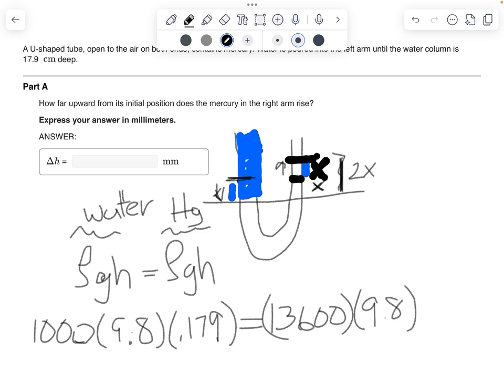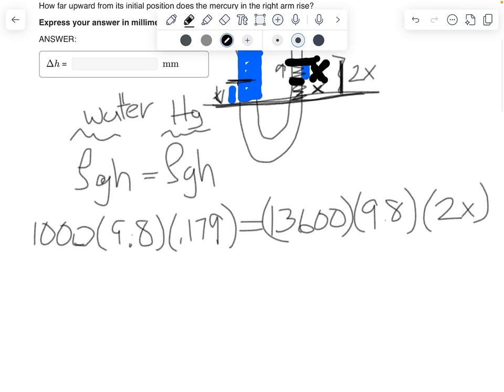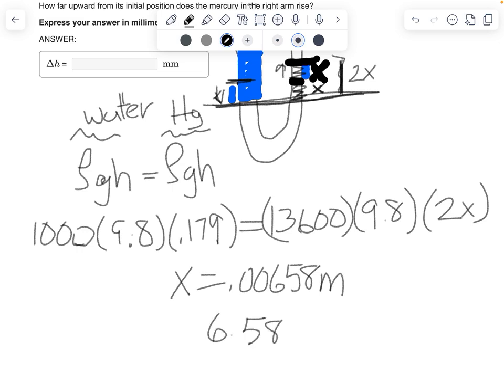Now, what's the mercury level? This whole thing is mercury. So since we drew our line here and we're saying the pressures are the same, this is going to be 2x, so twice the distance, okay? And when you solve this, you get that this distance is x. When you get x, it's 0.00658. But that's in meters, and you want it in millimeters, so that would be 6.58 millimeters.